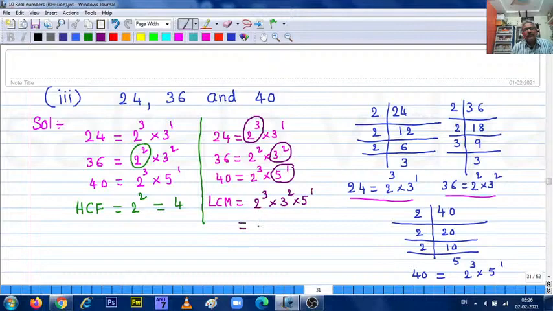So that means 2 cube is 8, 3 square is 9, into 5. So 8 9s are 72, 72 into 5. So 72 into 5 means 5 2s are 10, 35, 35 plus 1, 36, 360. So this is equal to 360. HCF is 4, LCM is 360.